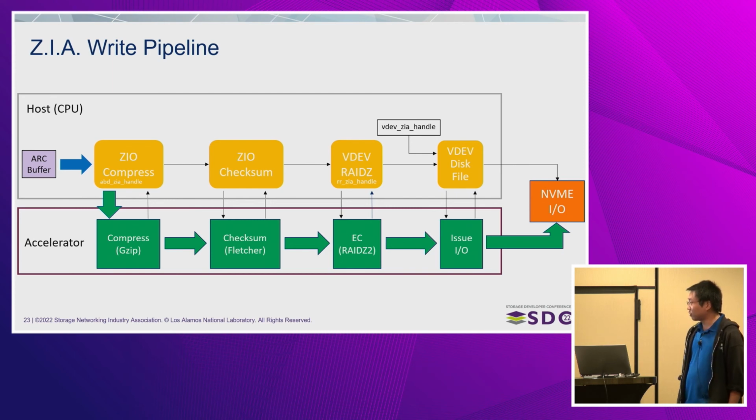Then when ZFS reaches the checksum stage, it will once again check whether or not the data is in memory. Because it is the second stage, it will notice that the data has already been offloaded. So it will run checksumming on the data that is already on the accelerator. And the same will happen with the erasure coding and the I/O issue stage, meaning the data is issued out from the accelerator, not from the host.